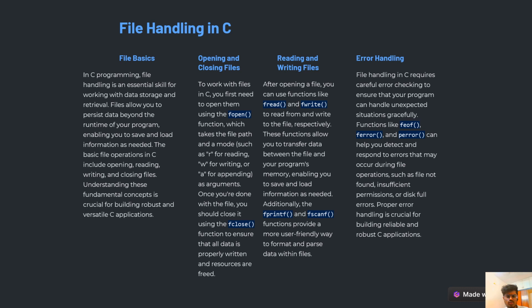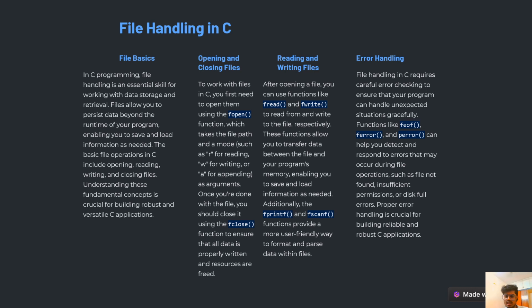Opening and closing files. To work with files in C, you first need to open them using the fopen function, which takes the file path and mode, such as r for reading, w for writing, or a for appending, as arguments. Once you're done with a file, you should close it using the fclose function to ensure that the data is properly written and resources are freed. Reading and writing files. After opening a file, you can use functions like fread and fwrite to read from and write to the file. These functions allow you to transfer data between the file and your program's memory.